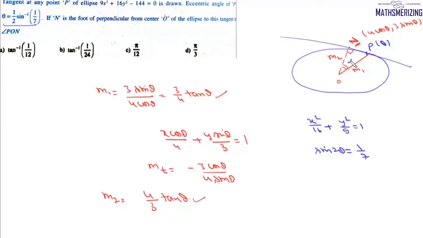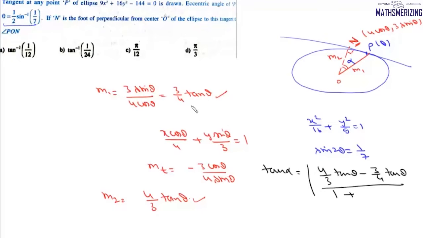So this angle, which is say alpha, we can write this as tan alpha, and it will be M2 minus M1. So it will be 4 by 3 tan theta minus 3 by 4 tan theta upon 1 plus M1 M2. Now this 3 by 4 and 4 by 3 will cancel, so it will be 1 plus tan square theta. So we can simply write this as 7 by 12 tan theta upon 1 plus tan square theta.